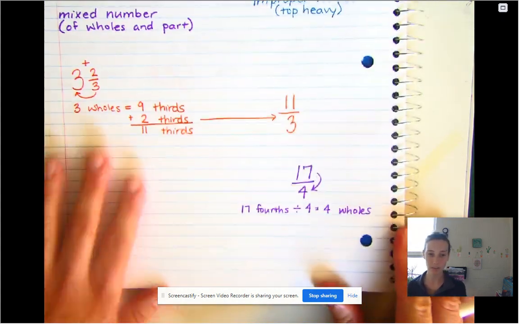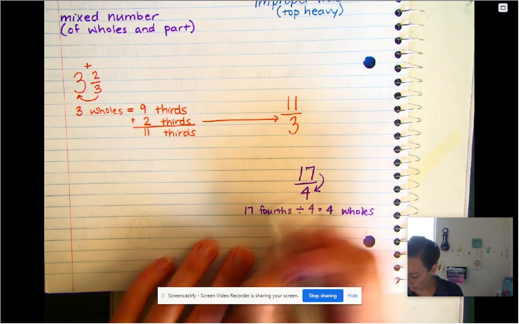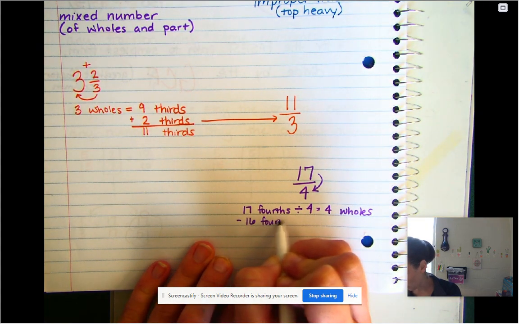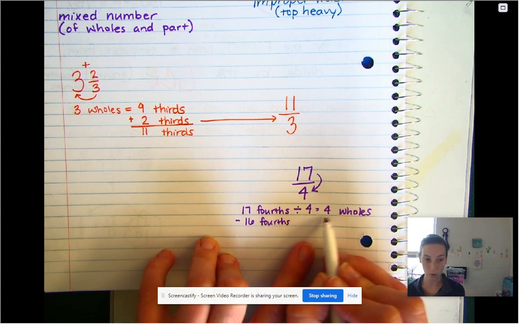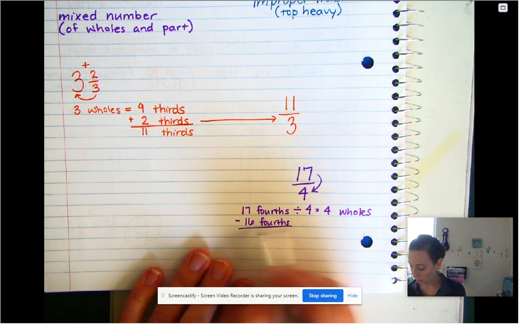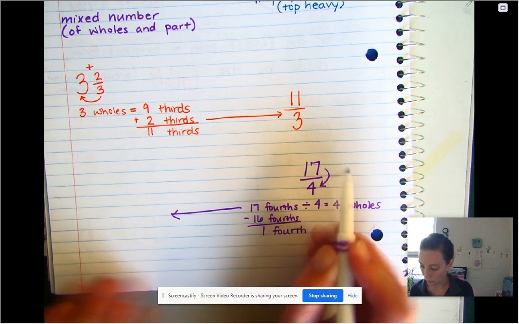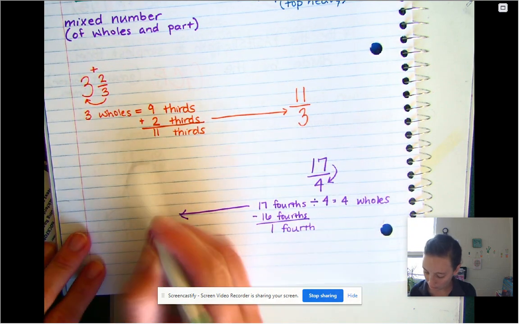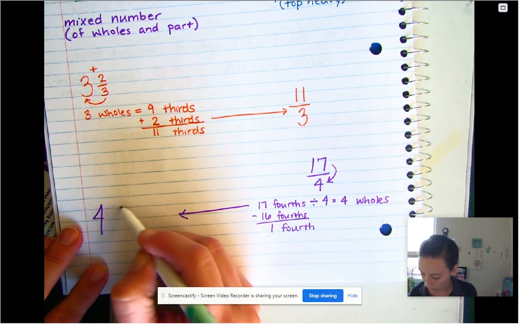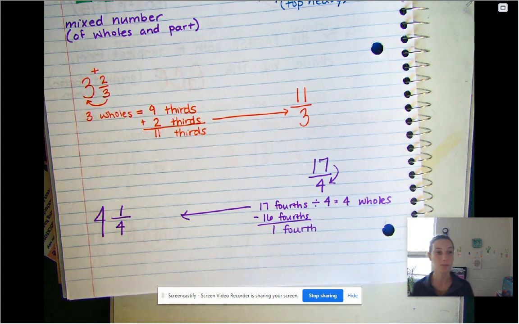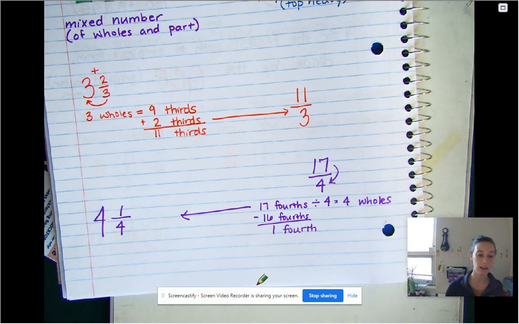Whoops, that's in front of my face. So 17/4, and then I get rid of 16/4, which is how much it takes to make 4 wholes, and I have 1/4 left over. So the way to write 17/4 as a mixed number is 4 wholes and 1/4. And that's how we go back and forth between mixed numbers and improper fractions.